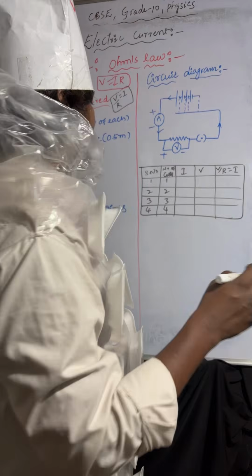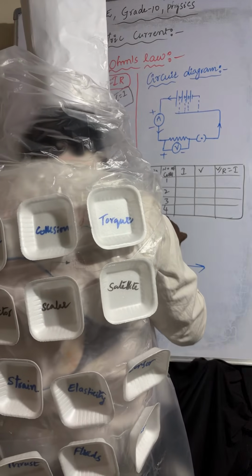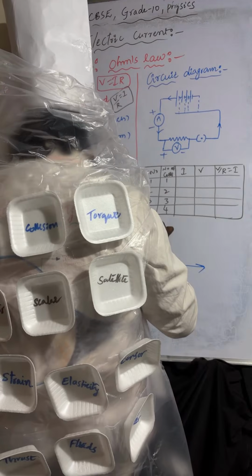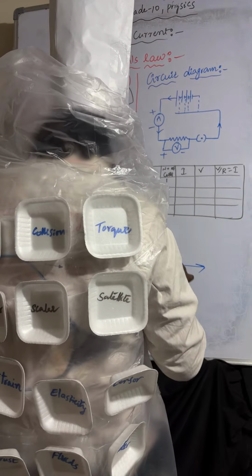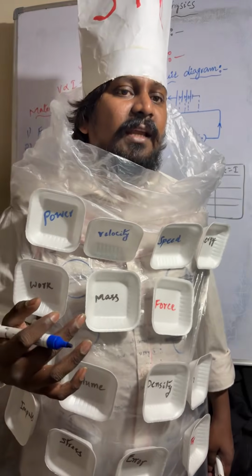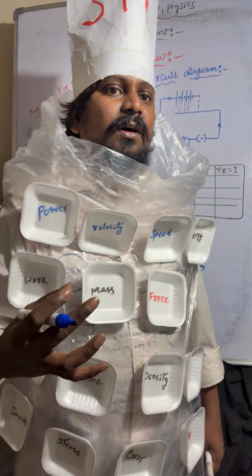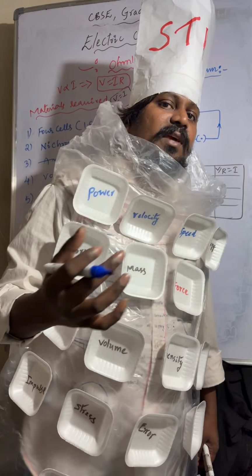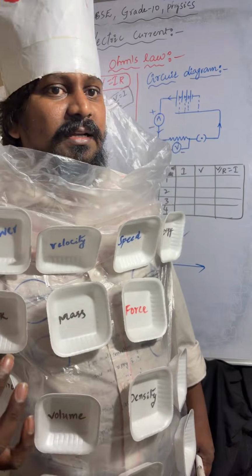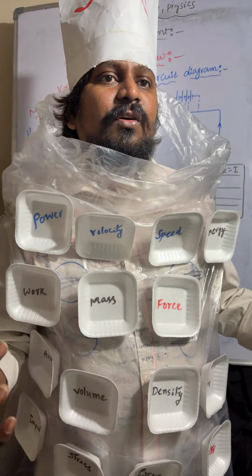If you draw the VI graph for an ohmic conductor, the graph is linear. Understood? If the graph is a straight line, those are ohmic conductors. What do you mean by ohmic conductors? The conductors which obey Ohm's law.